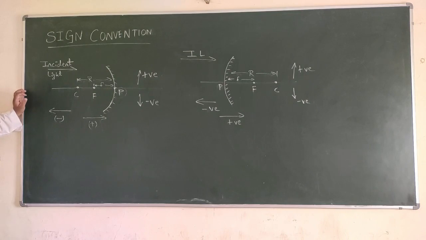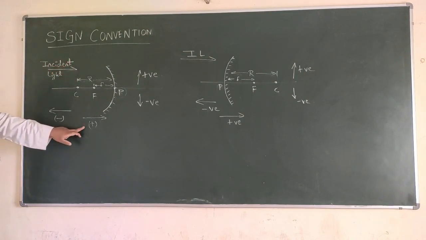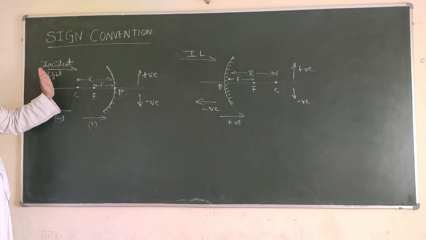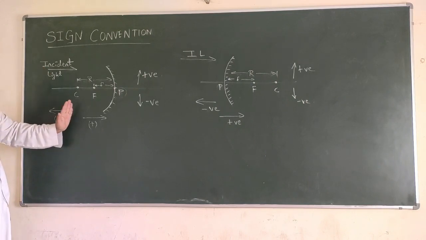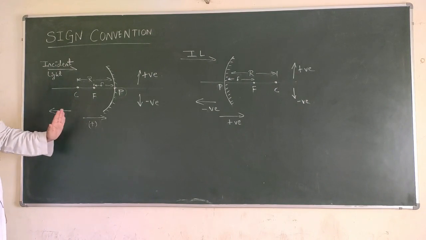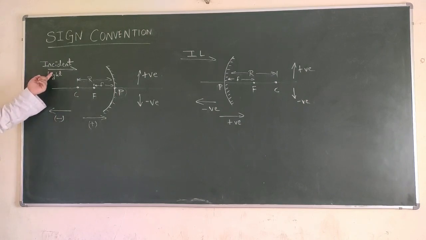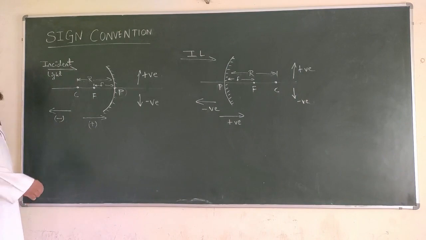Coming to the next thing, in the direction of incident light, all the distances are taken positive. I have shown it here. Whatever are the distances which are in the direction of light, that will be taken positive. Whatever the distances are which are taken in the opposite direction of the incident light, they are taken negative. Meaning, how can I tell that?